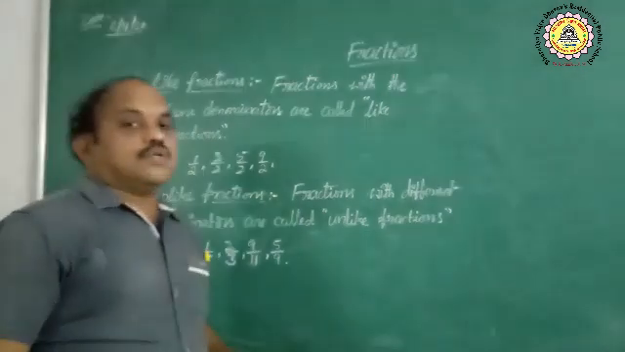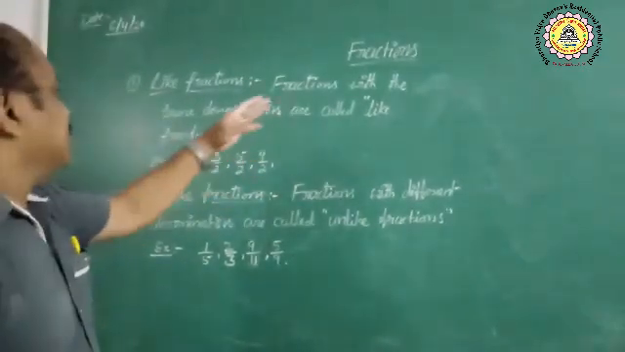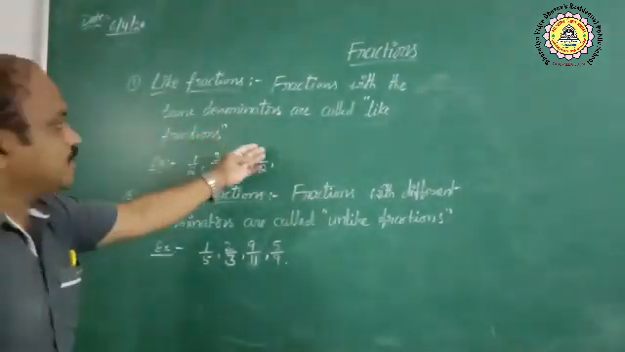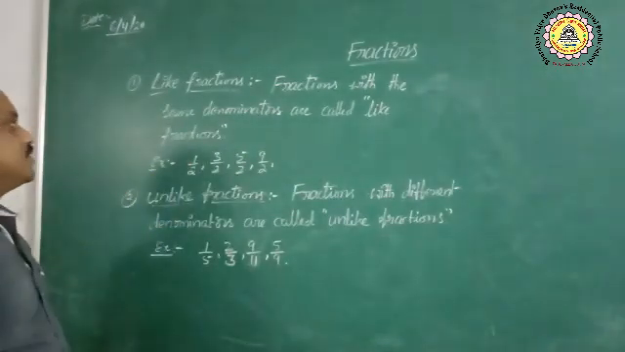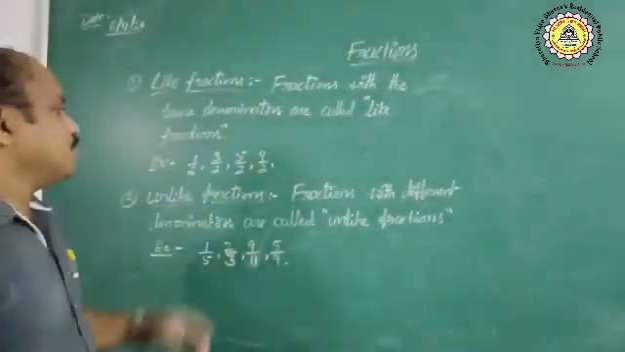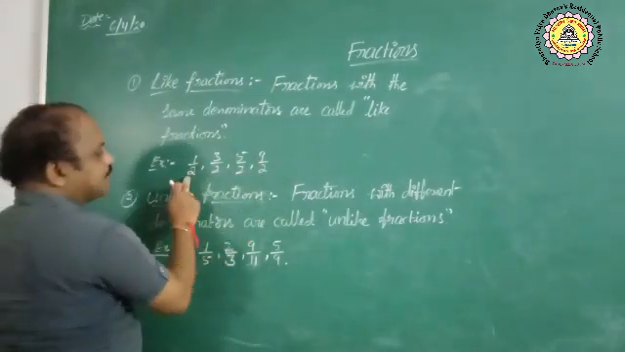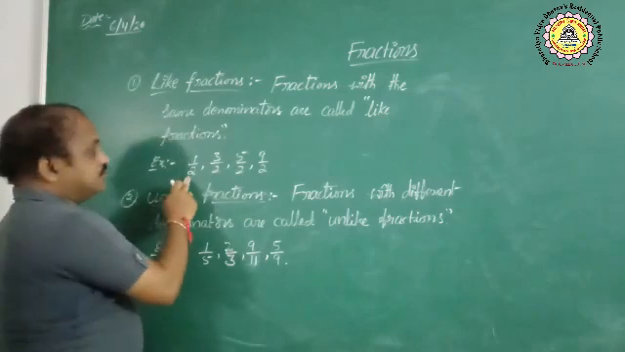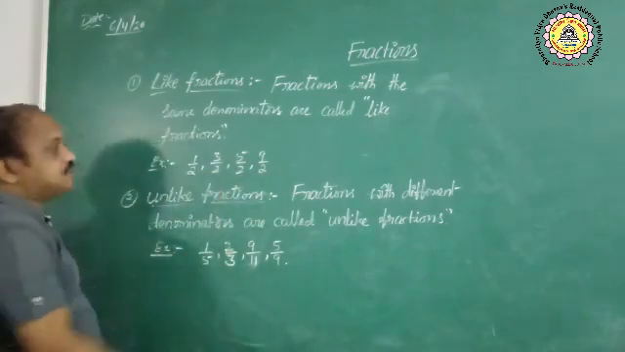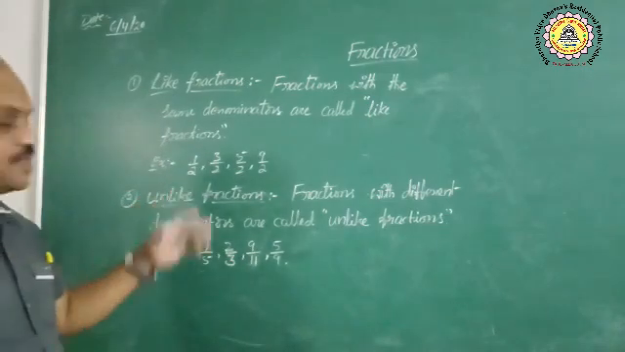Now let us know about the first one, like fractions. Fractions with the same denominators are called like fractions. For example, 1 by 2, 3 by 2, 5 by 2, 9 by 2. Observe all these fractions: these 4 fractions have the same denominator, that is 2 everywhere. That's why they are called like fractions, because the denominators are the same.